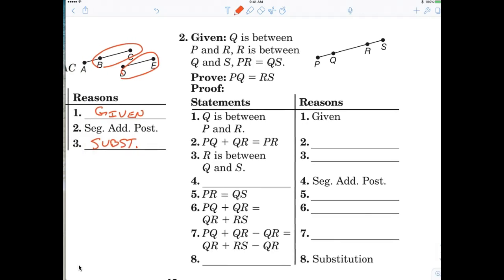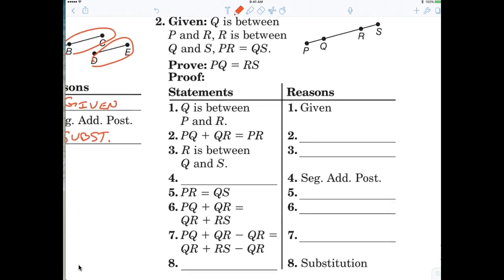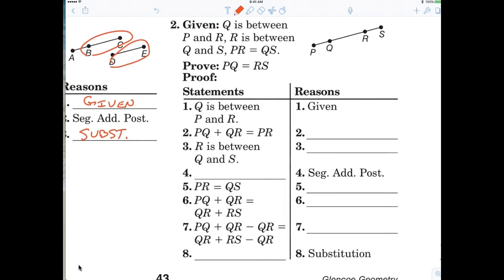All right, here we go. Now for number 2, it says Q is between P and R. R is between Q and S. We're trying to prove that PR is equal to QS. We're trying to prove that PQ is equal to RS. So let's give it a shot. Q is between P and R is given. Then it says, and I like to highlight, PQ plus QR equals PR. Now listen, segment addition postulate.